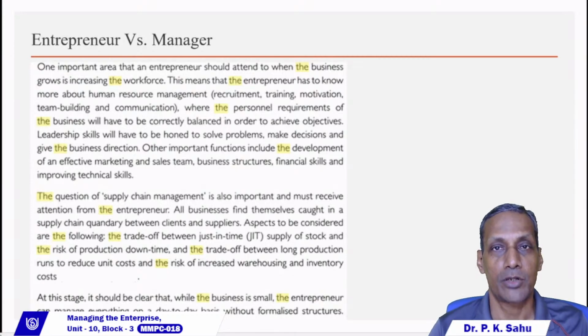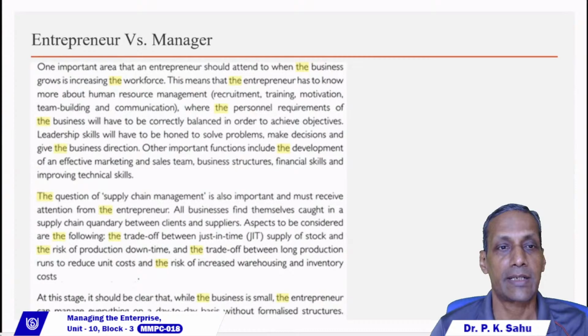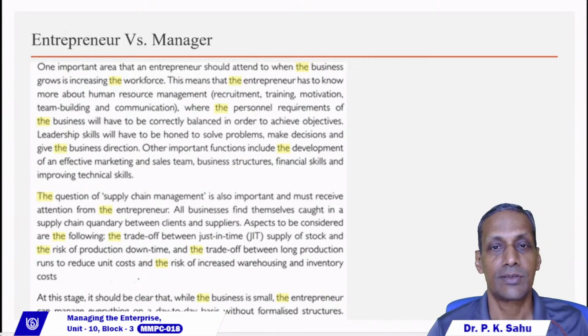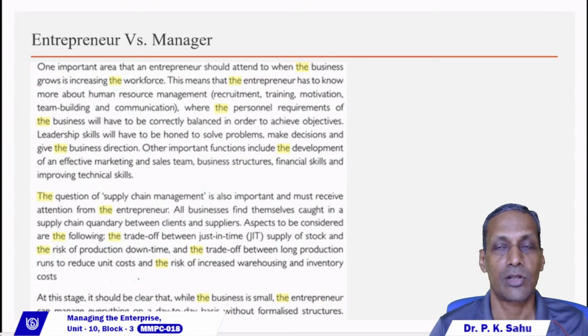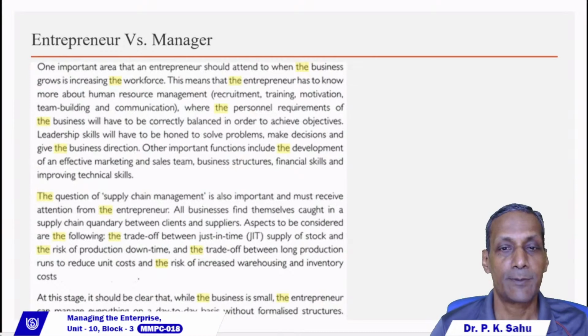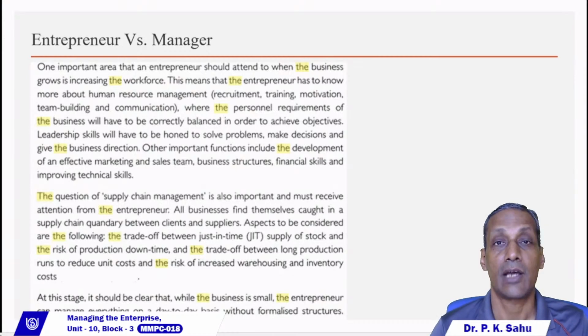Other important functions include the development of an effective marketing and sales team, business structures, financial skills, and improving technical skills. The question of supply chain management is also important and must receive attention from the entrepreneur. All businesses find themselves caught in a supply chain quandary between clients and suppliers. Aspects to be considered are the following: the trade-off between just-in-time supply of stock and the risk of production downtime, and the trade-off between long production runs to reduce unit costs and the risks of increased warehousing and inventory costs.